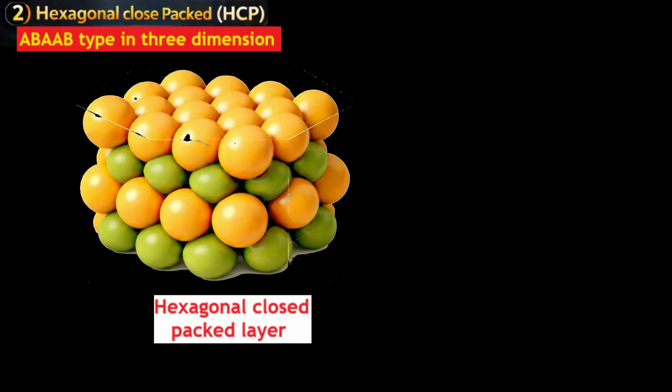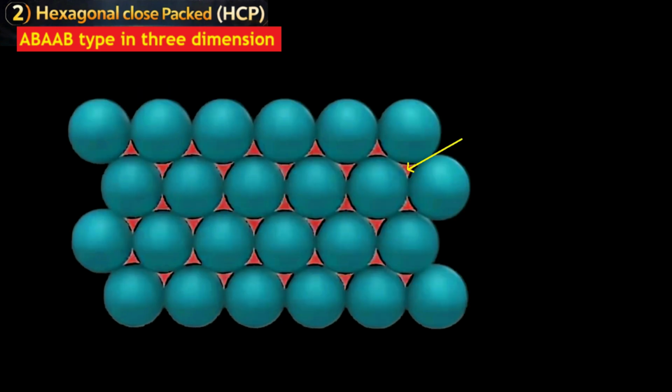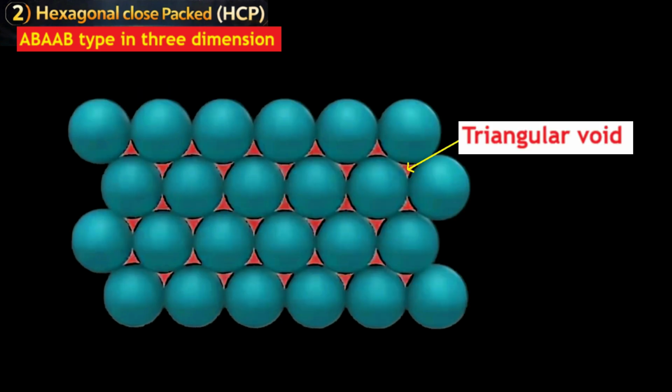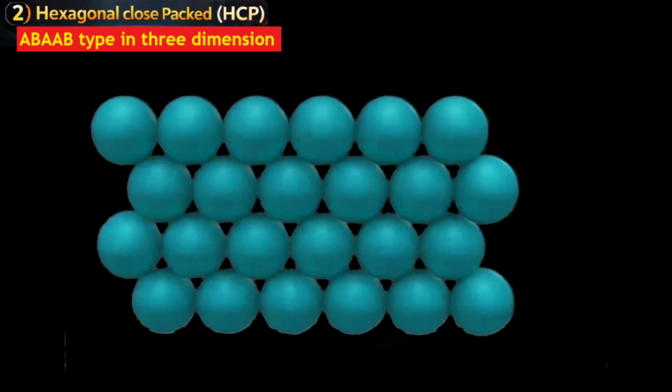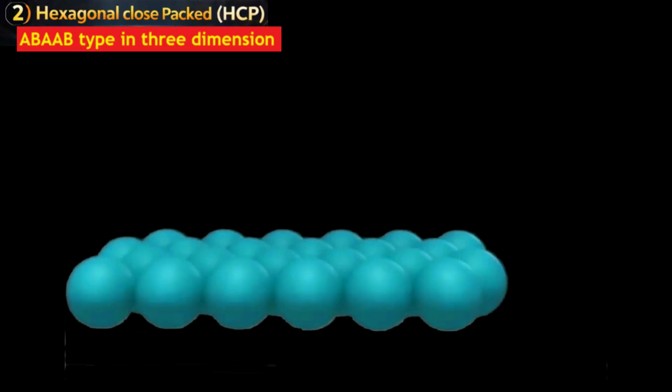2. Hexagonal close packing, ABAB type in 3 dimensions. Let us consider a 2-dimensional hexagonal close packed layer. In this layer many equal-sized triangular voids are present. Now the first layer is placed horizontally. Now it is considered as the first layer for hexagonal close packing in 3 dimensions.